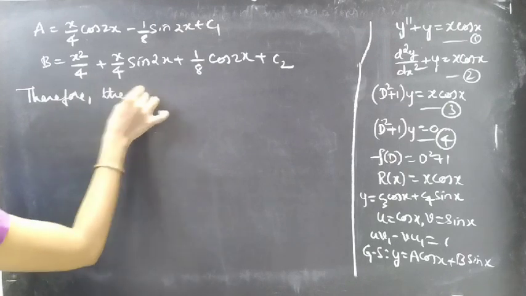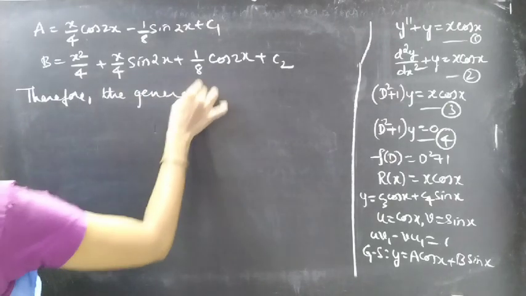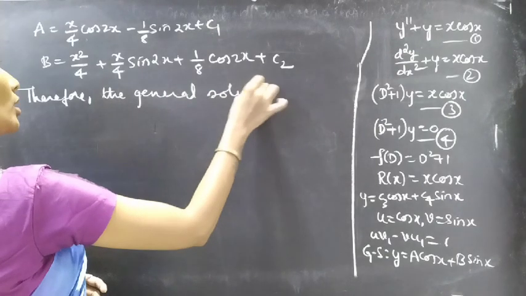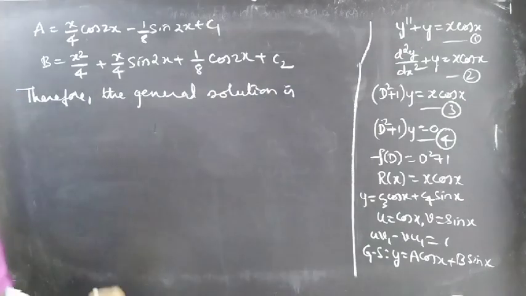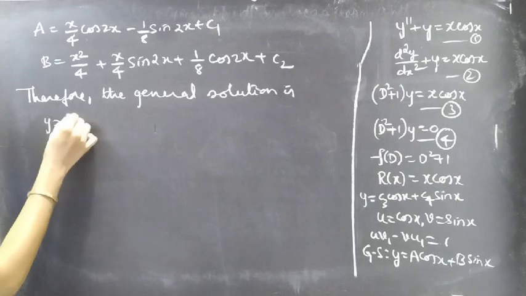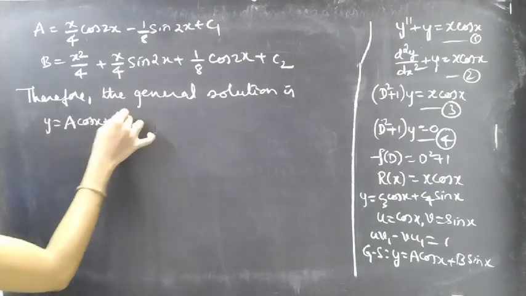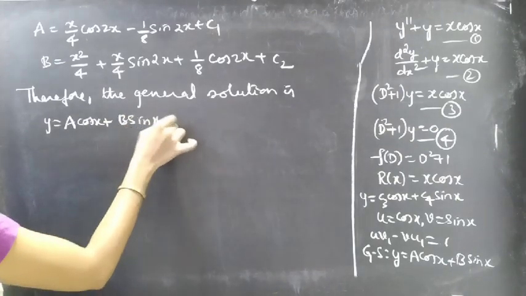Therefore, the general solution is given by y equal to A cos x plus B sin x. Now substitute A and B here.